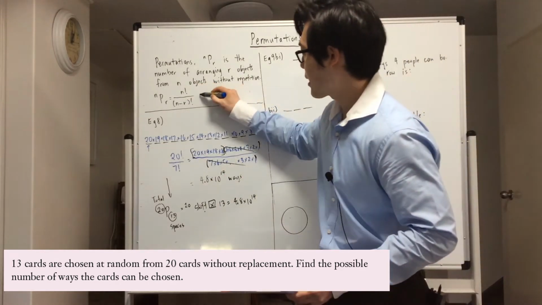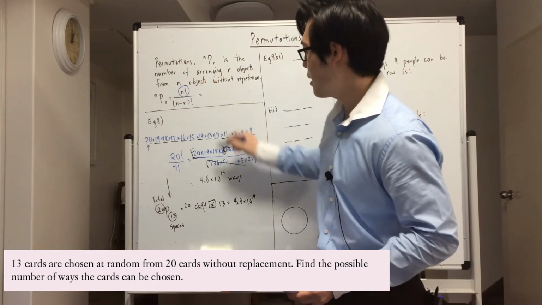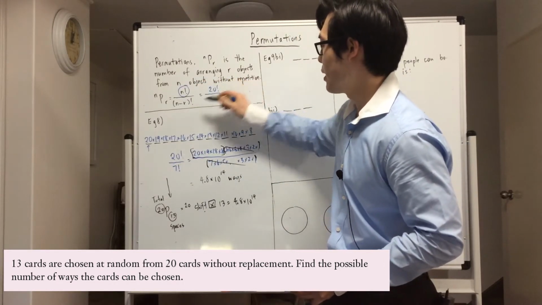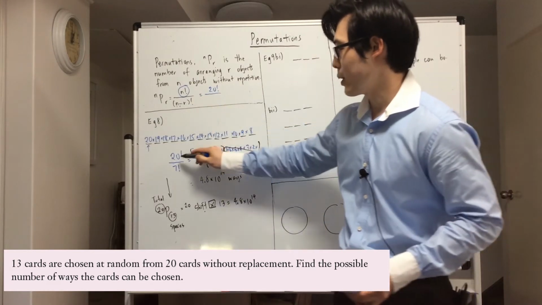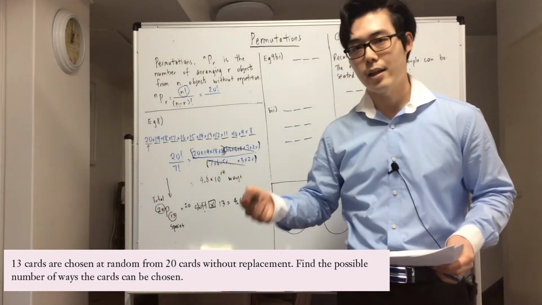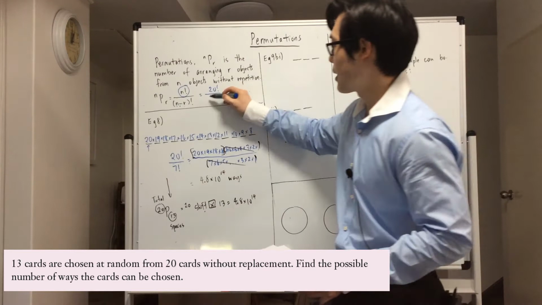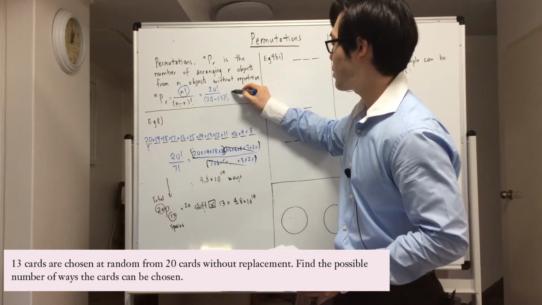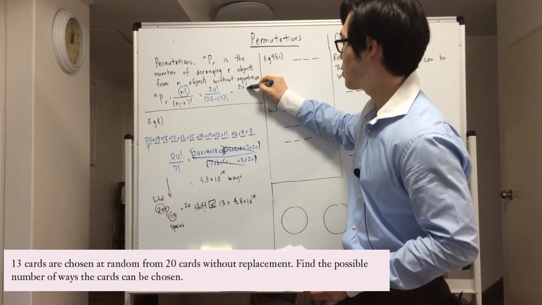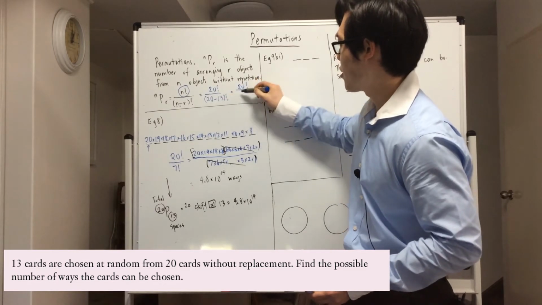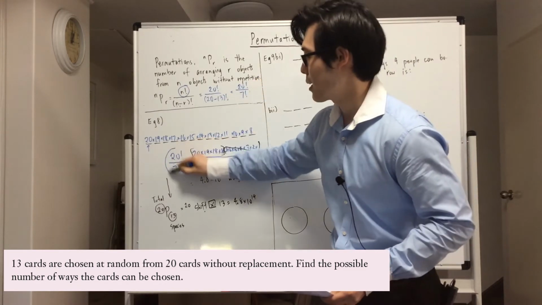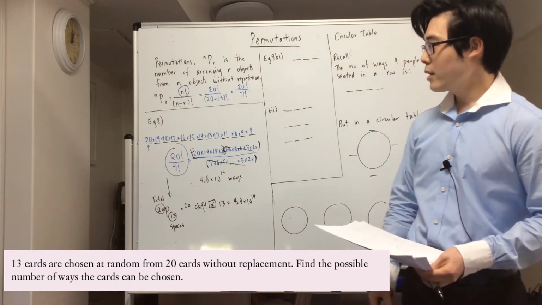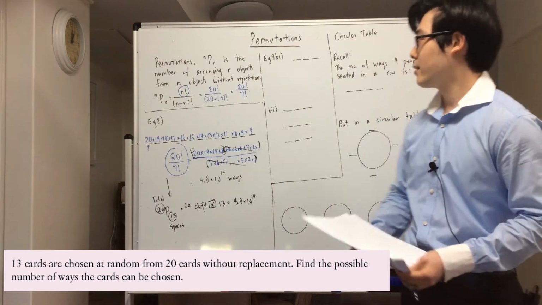So in our case, we had n, which is our 20 objects, factorial, over n minus r, which is the difference between 20 cards and the 13 cards to choose. So that's 20 take away 13 factorial. And as we can see, that's 20 factorial over 20 take away 13, which is 7 factorial, which is exactly what we had here. All right, so that's what permutation is. So now let's apply that in different examples.